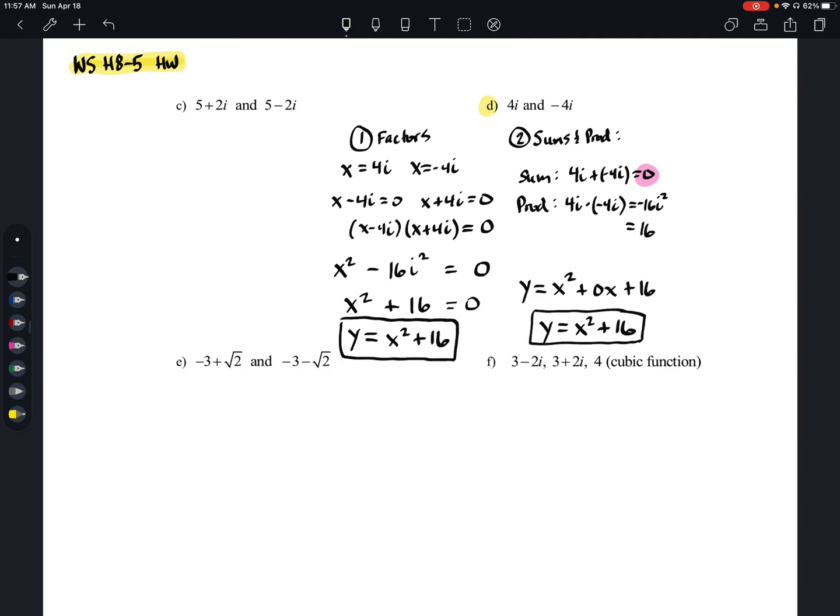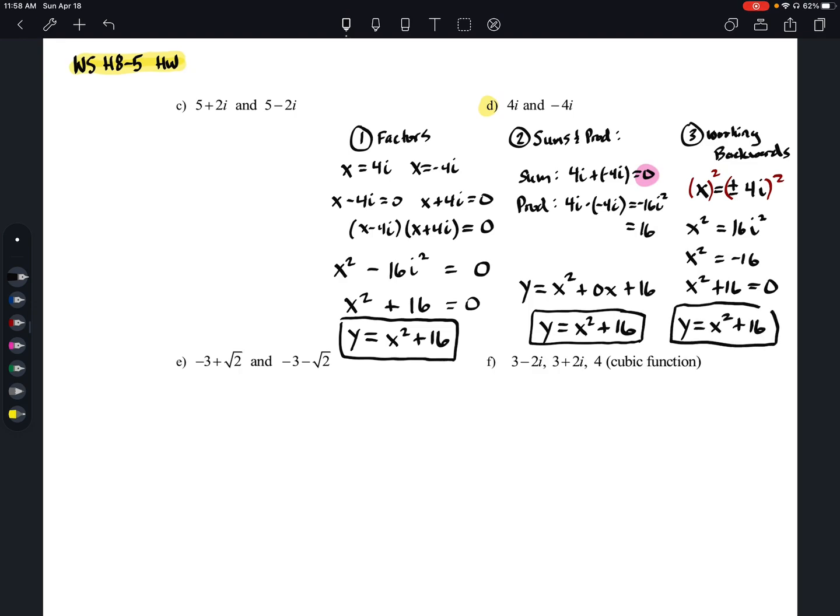The last one there is working backwards. So I'm going to let my x equal positive or negative 4i. Since there are no real numbers to move from one side to the other, we'll just go ahead and square both sides. So we now have x squared is going to equal 16i squared. So x squared is equal to negative 16. When we move it over, then we can rewrite it as our function.